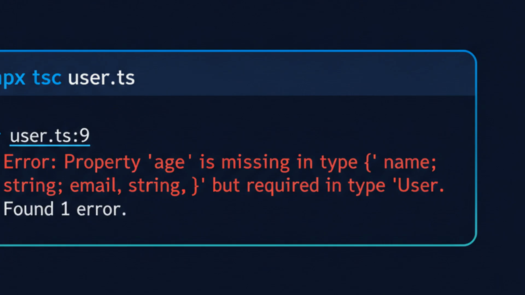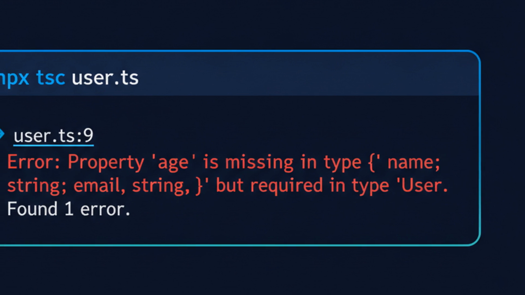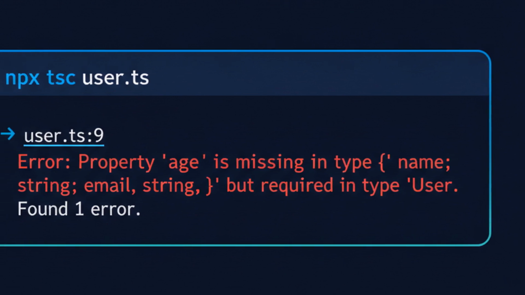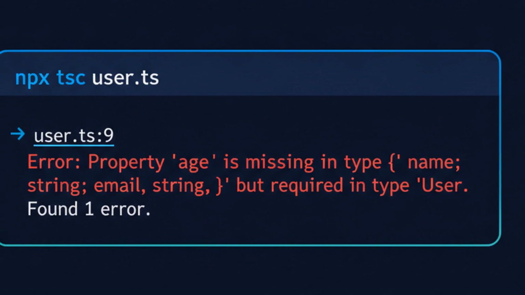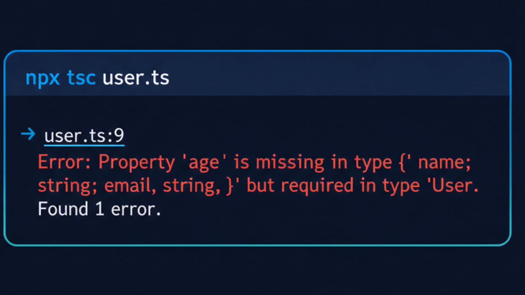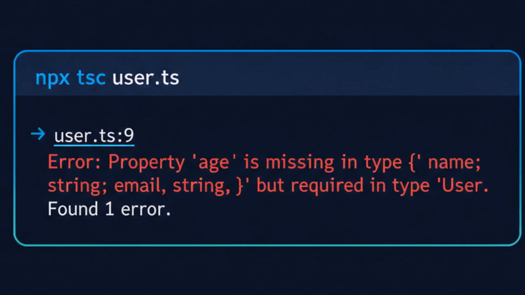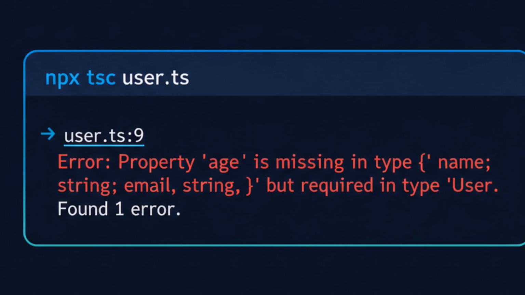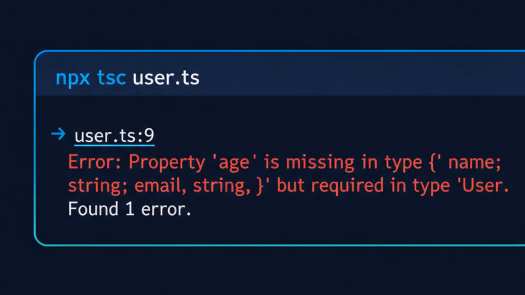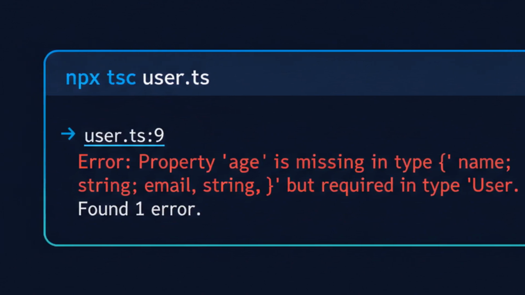Let's prove this works at compile time. Run the TypeScript compiler, TSC, on a file with a broken contract. The compiler refuses to emit and prints the exact error, the file, and the line number. This is the safety net. The mistake is caught here, in your terminal, not in front of a user. That's the entire promise of TypeScript in one screen.